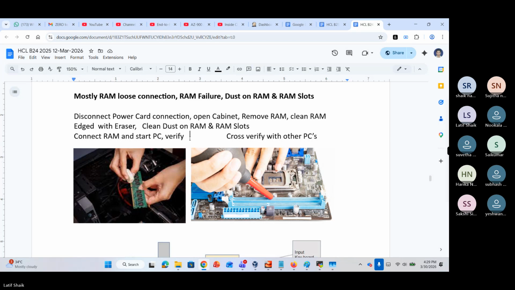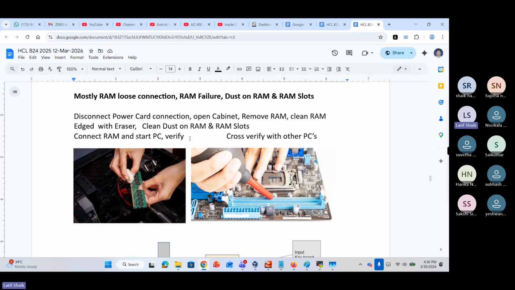Not working? Change the RAM from one slot to another slot. You connect one RAM in one slot and change that RAM into another slot. Check it again. Maybe it is slot power. And cross verify the RAM. Put the RAM into another system. Make sure the RAM is working or not. Or put a different RAM into your system. Make sure it is a RAM problem or not.